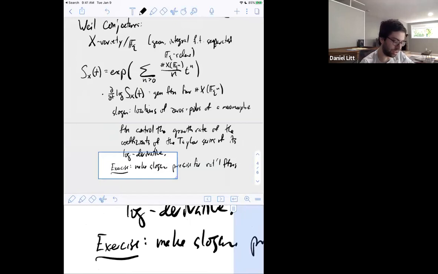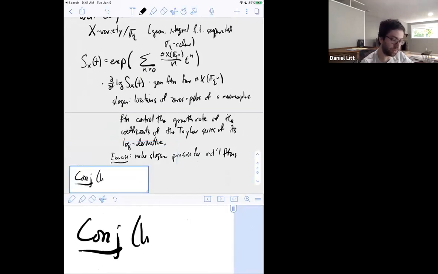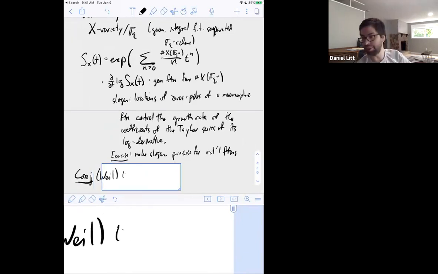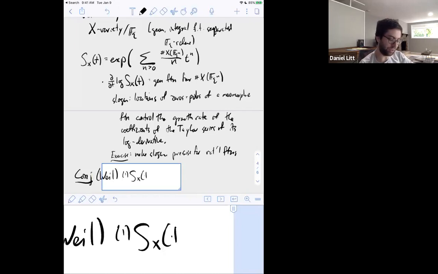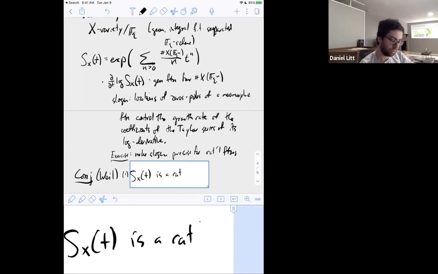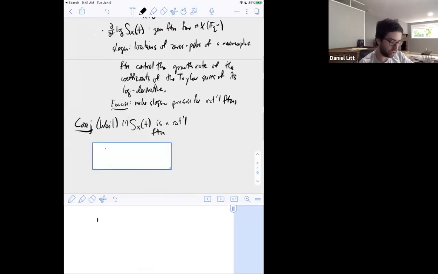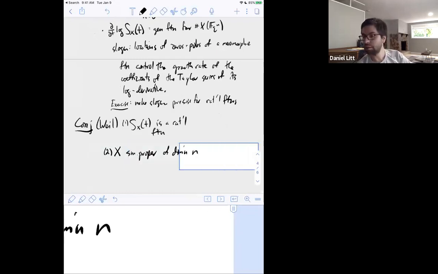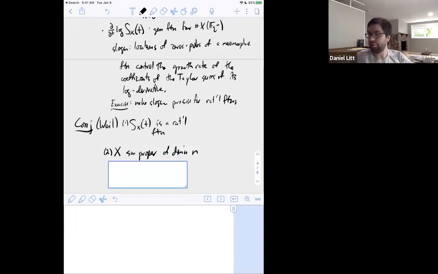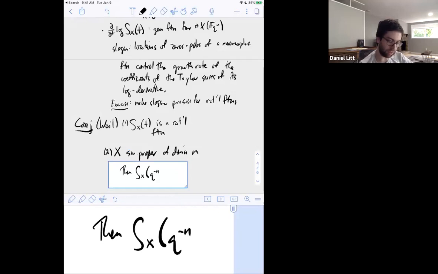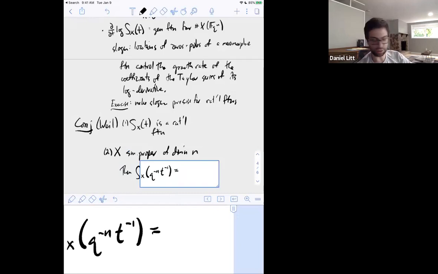Okay, so the Weil conjectures are some conjectures about this function. Conjecture one is that zeta_X(t) is a rational function, so it's a ratio of two polynomials. Conjecture two is that, well, it kind of deserves the name of a zeta function. If it's a zeta function, it had better have a functional equation. So suppose X is smooth and proper of dimension n.